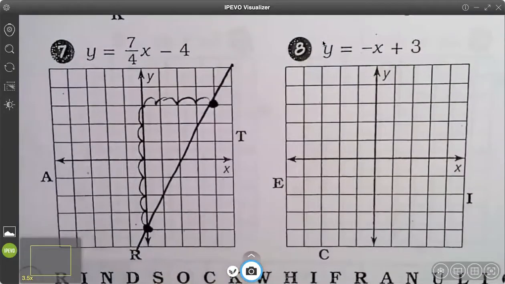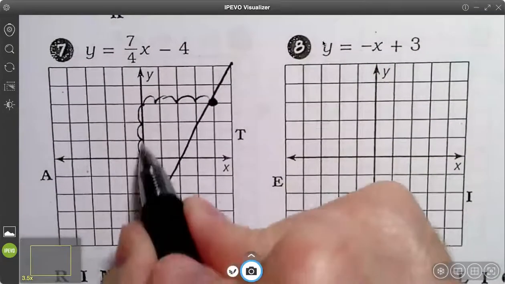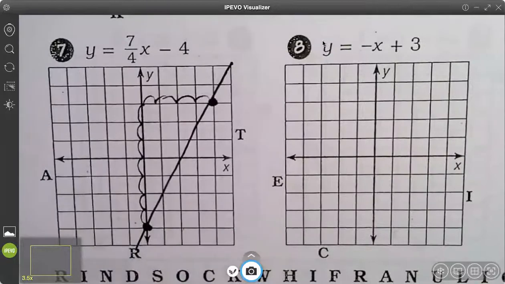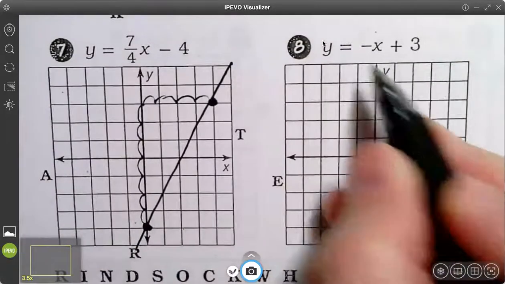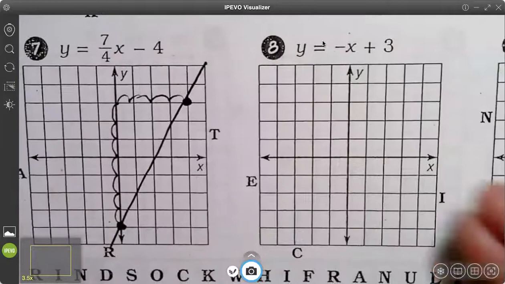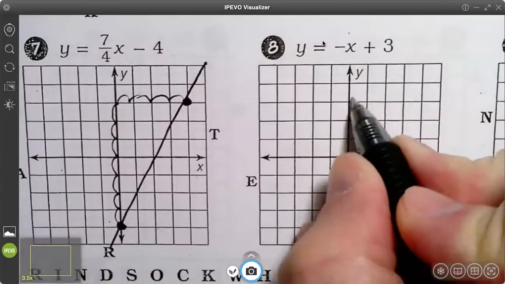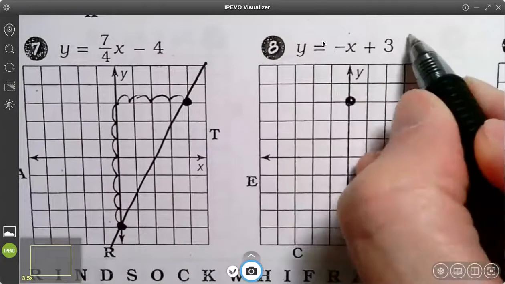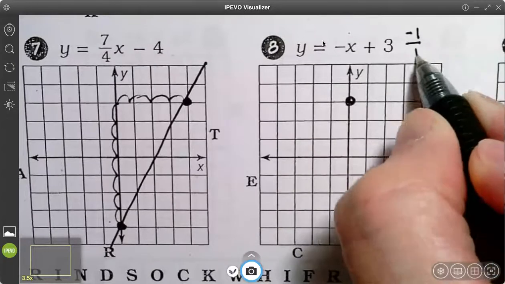There's my line. And of course, these are not needed. I just wanted you to see how I counted. Number 8, y-intercept's 3, my slope's negative 1. So 1, 2, 3 is my y-intercept, and from there, my slope is negative 1, which is understood to be over 1.